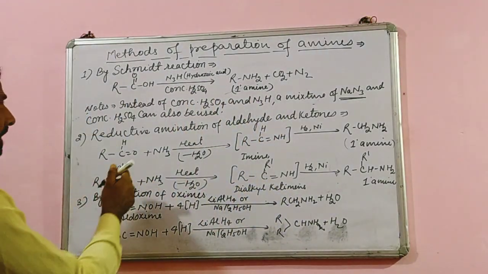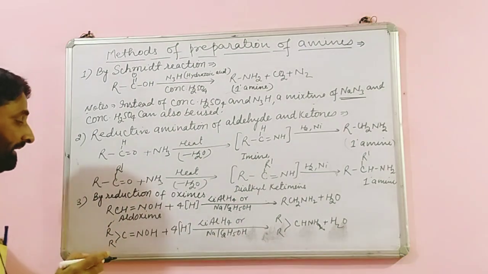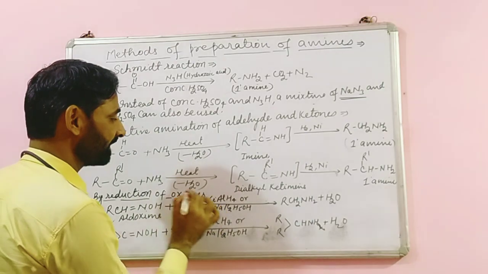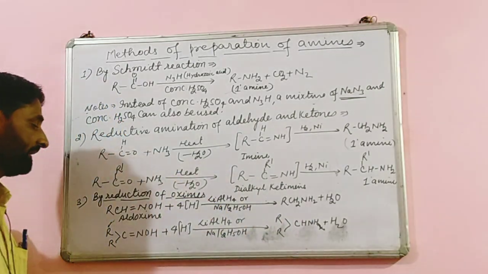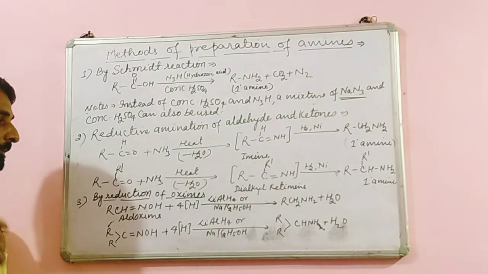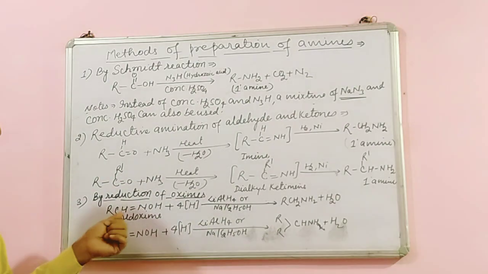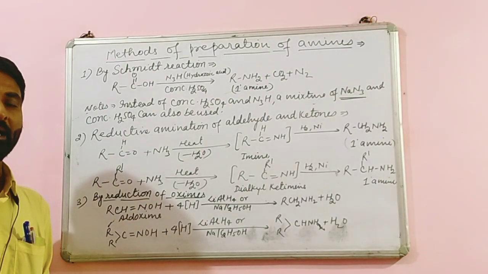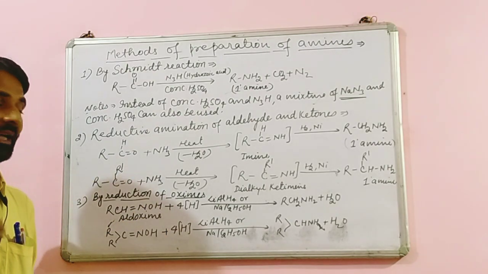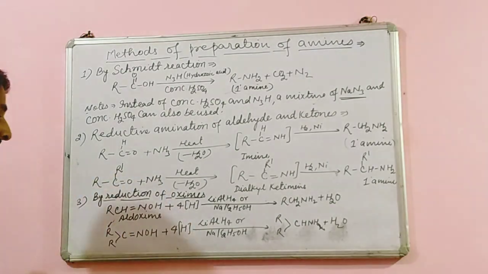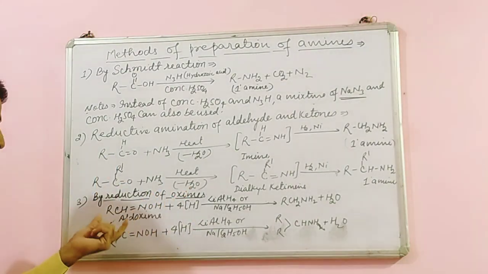Now the third method by which we can prepare the amines is by reduction of oximes. All of you pay attention. Oxime means =NOH. If you remember, when we react an aldehyde or ketone with NH2OH, what is formed? An oxime is formed. So in the earlier reaction, this was the oxime.